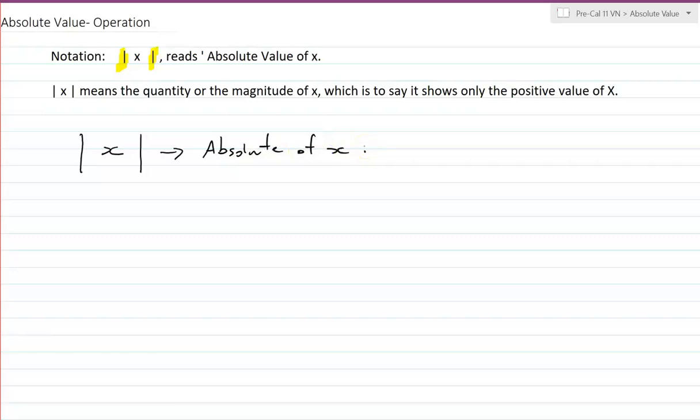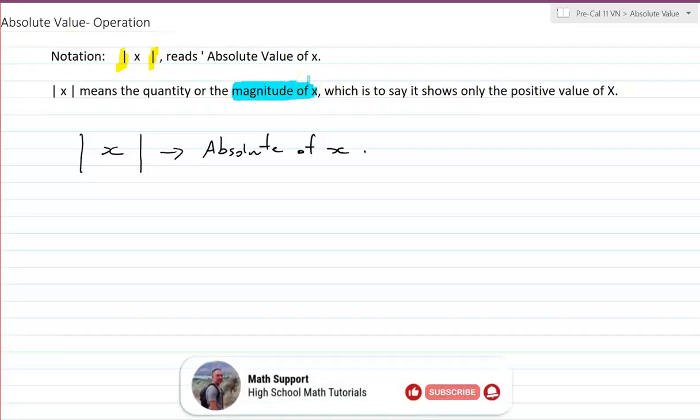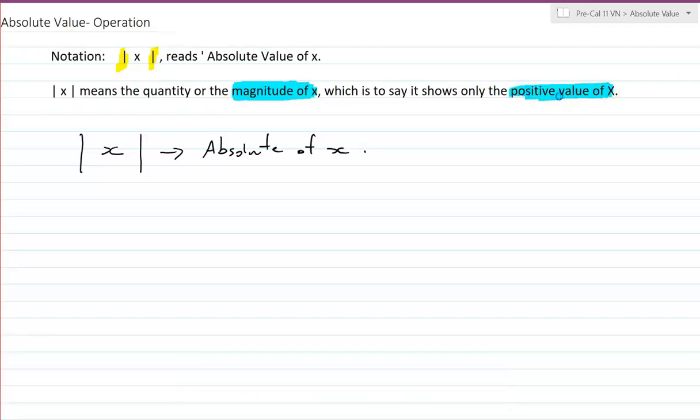Now what does it do? What it does is that it only looks at the magnitude of value of x. So when we deal with the operation of absolute value, it only deals with the magnitude of x. That means no negative values will come out of that. So the answer to an absolute value of anything will always be positive. And that is the most important part of the absolute value in terms of operation, which translates into the absolute value function as well. So let's do a few examples.